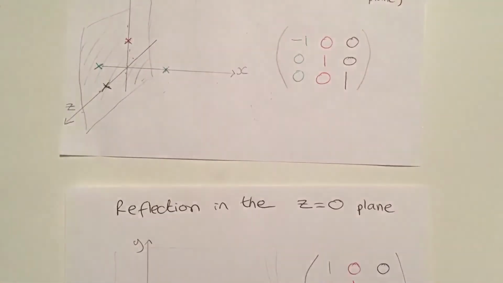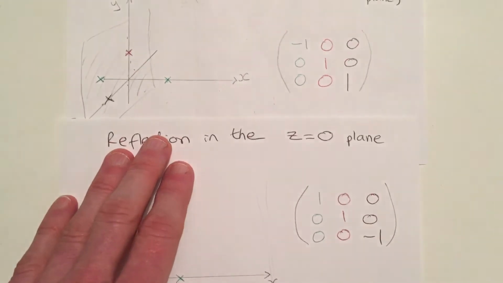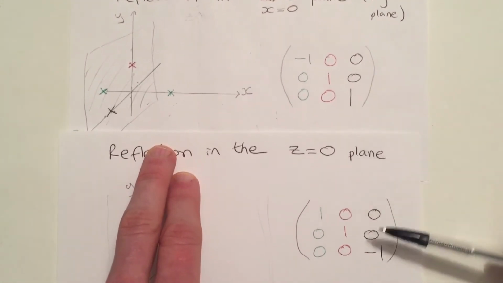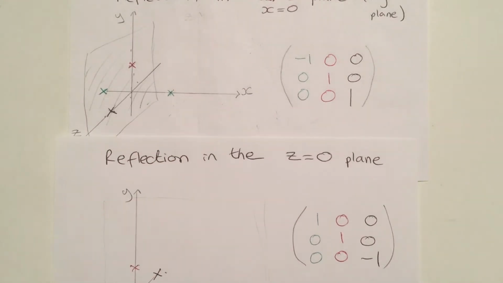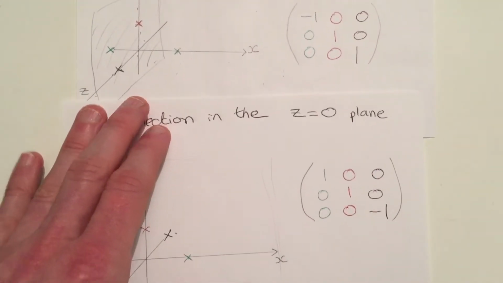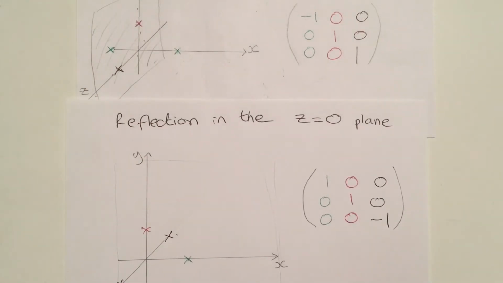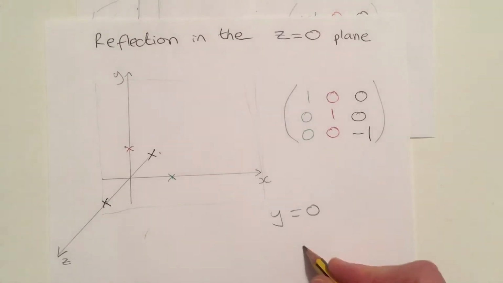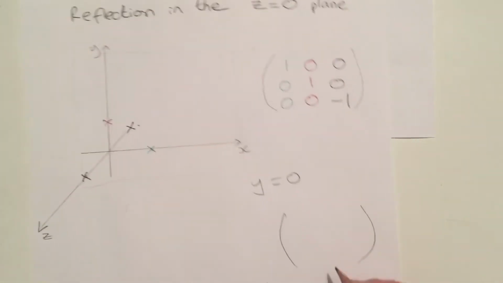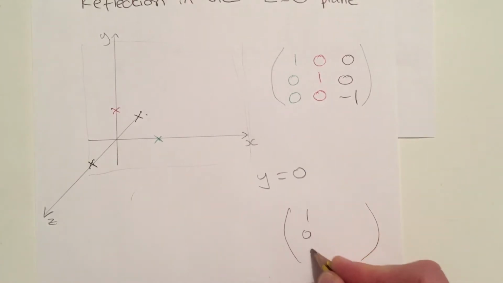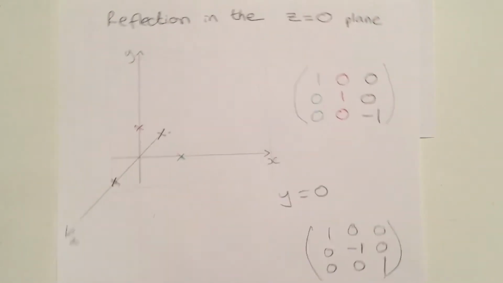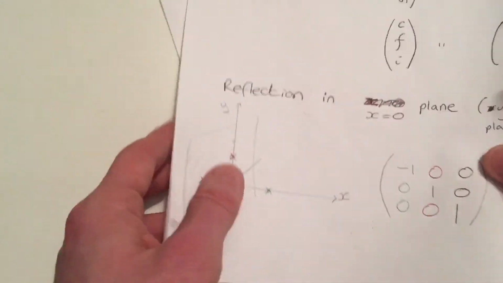So just by comparing those two results then, this is a reflection in the x equals 0 plane. This is a reflection in the z equals 0 plane. I'm sure based on that, I hope based on that, you could probably just take a guess about what a reflection in the y equals 0 plane would look like. Hopefully you've guessed it. Like that. Right, so that's reflections in a plane.